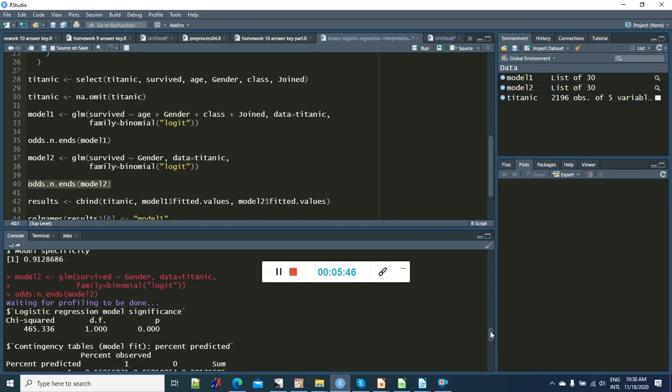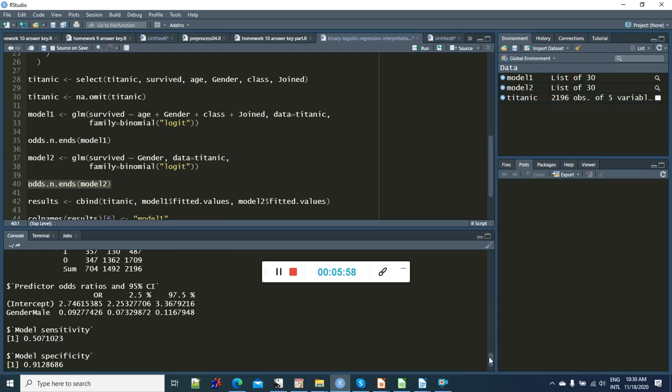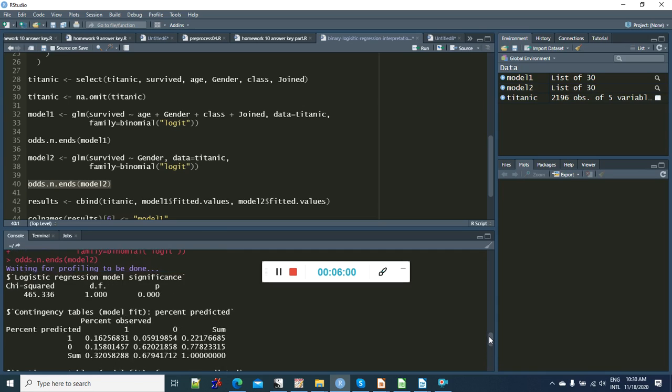And in our 4-variable model, the sensitivity and specificity were 0.51 and 0.91, virtually the same. In fact, they are identical.